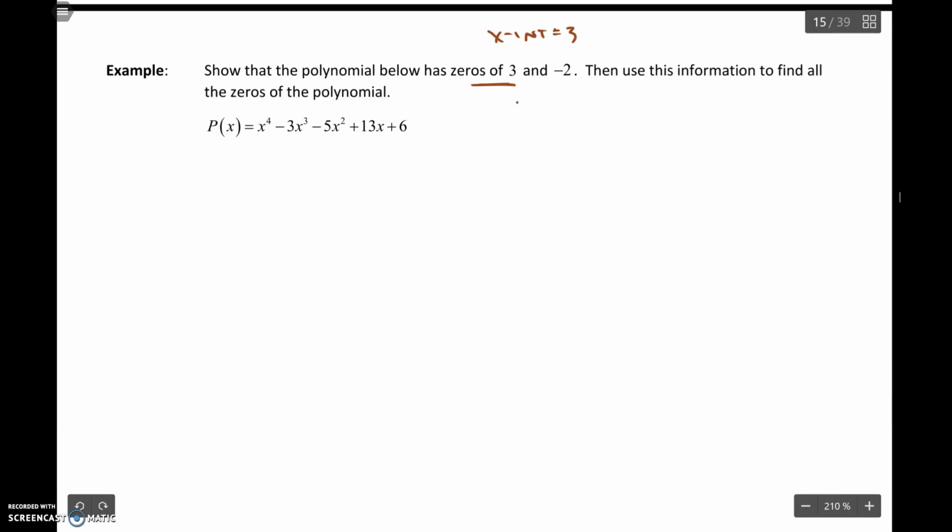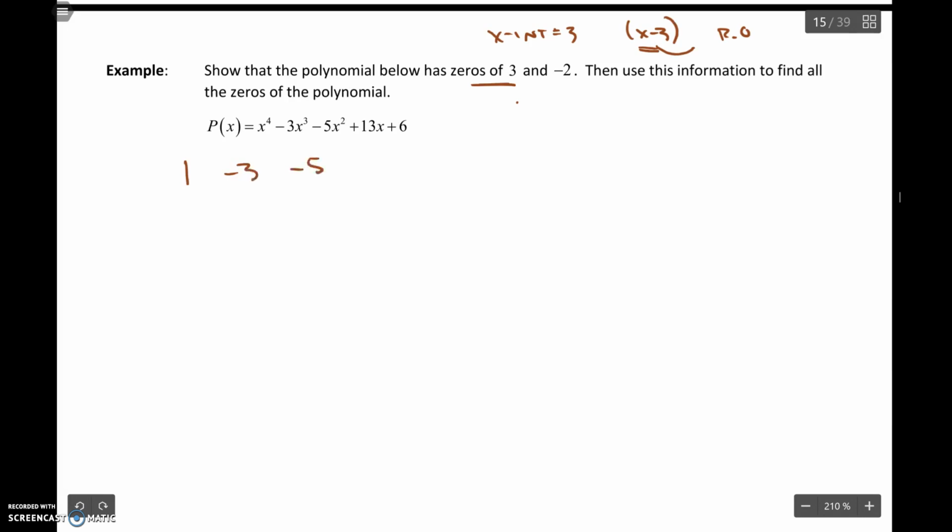And if an x-intercept is 3, then x minus 3 must be a factor. And if x minus 3 is a factor, then when I do the division, my remainder should be 0. So this is how I'm going to verify that 3 is a 0. I'm just going to synthetically divide it and see if my remainder is 0. So here we go. 1, negative 3.